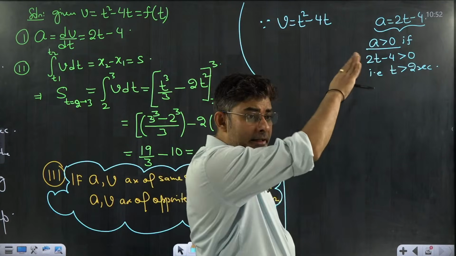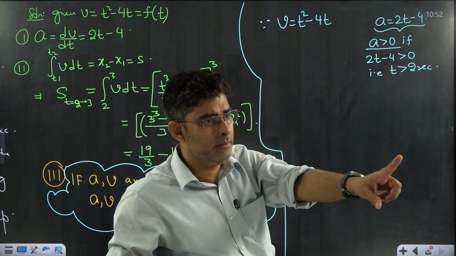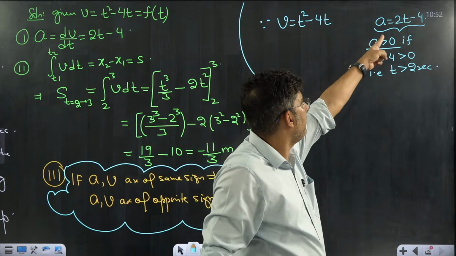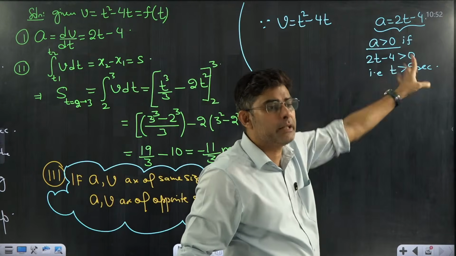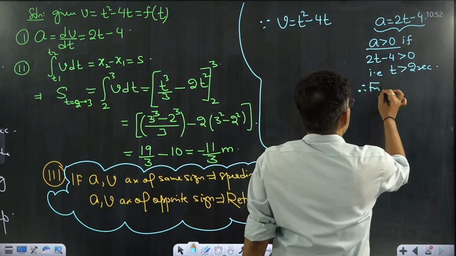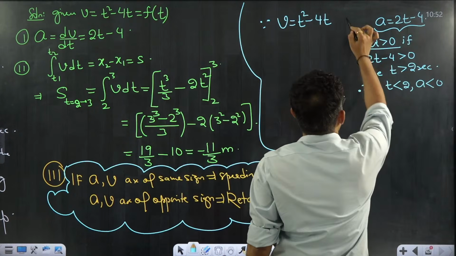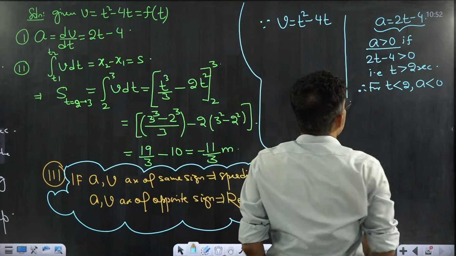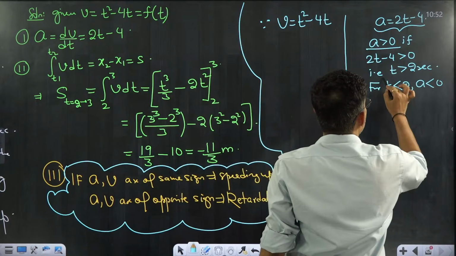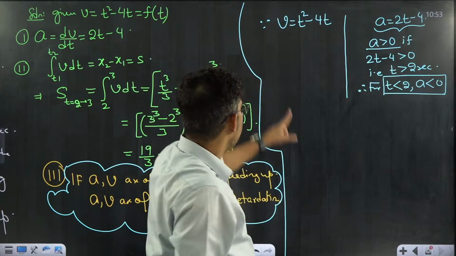I am making you understand step by step. Once you understand, it can also be done in just one line. But you need to see everything. Acceleration step by step: where is it positive? When 2t minus 4 is positive, meaning t greater than 2 seconds. So therefore we can say for time less than 2 seconds, acceleration will be negative. Can we say or not? For time less than 2 seconds, acceleration will be negative, and for time greater than 2 seconds, acceleration will be positive. Same we will do with velocity.